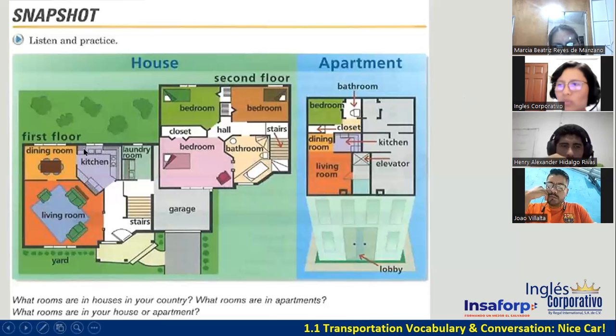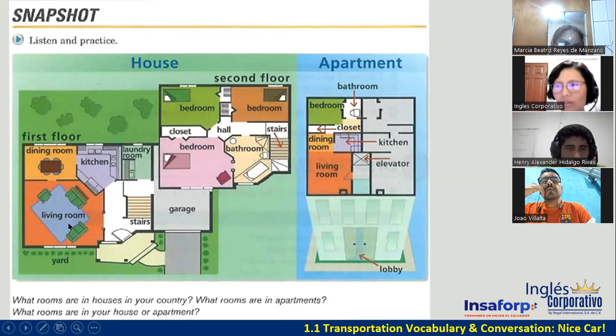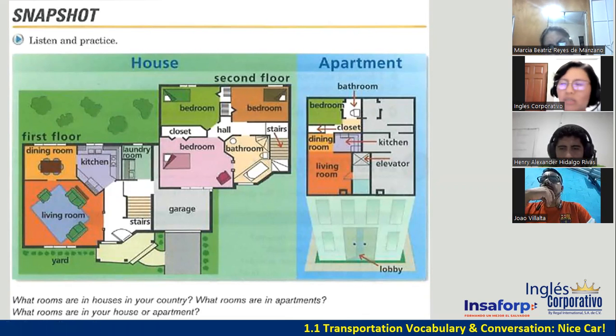Generally, we have only one floor. Siempre hay solamente un piso, ¿verdad? Sometimes you have a second floor, so you have a room or rooms upstairs. So what do we have on the first floor? We can find the dining room, the living room, a kitchen, and a laundry room. Only in El Salvador, the laundry room is different. We have el lavadero, the place where we hang the clothes, etc. We have the stairs, las gradas. And sometimes we have a garage.